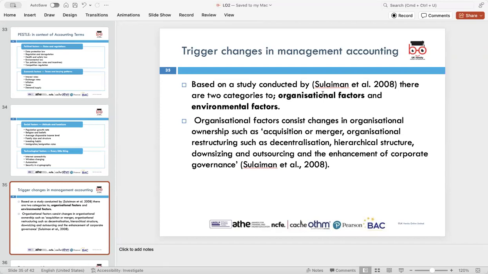So, according to Sulaiman, organizational factors include, in order to improve corporate governance, restructuring strategies such as decentralization, hierarchical structure, downsizing, and outsourcing are necessary.